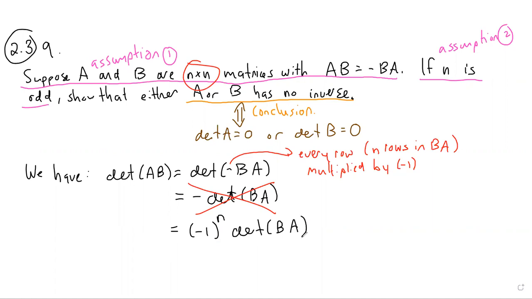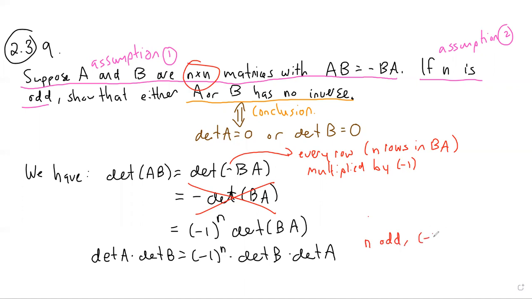And we have some other properties that we get to use here: the multiplicative property of determinants. So I can apply that to say that the determinant of A times the determinant of B is equal to -1 to the n times the determinant of B and the determinant of A. And here, if n is odd, so we do get to make that assumption now, and that's why in my mind I went with the number 3, then -1 to the n is -1. So we do get to use that.